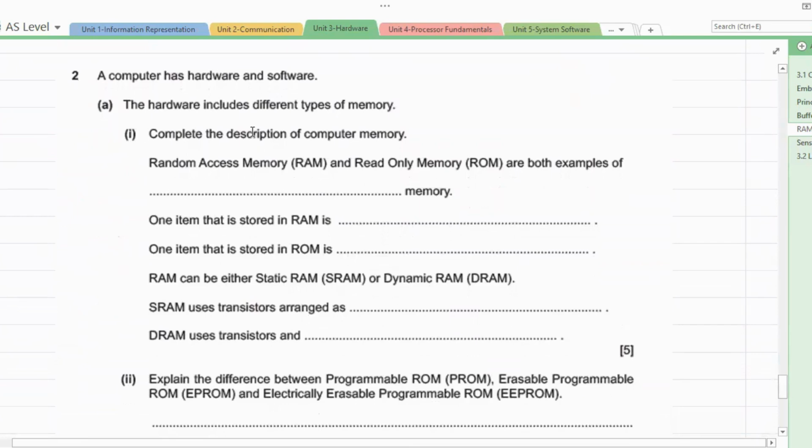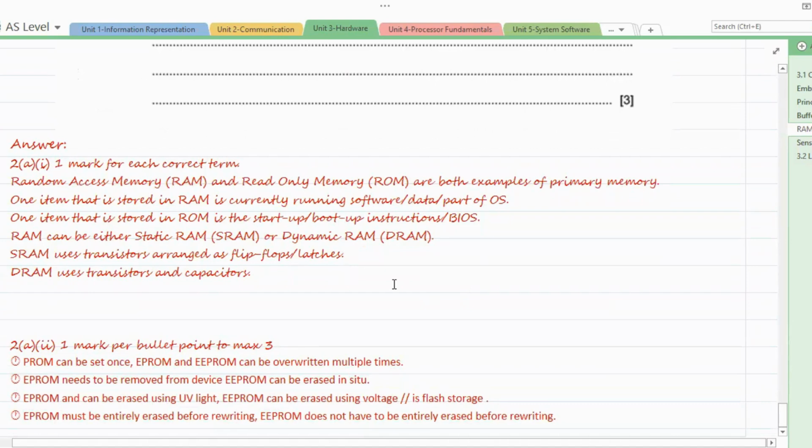One more question. A computer has hardware and software. The hardware includes different types of memory. Complete the description of computer memory. Random access memory and read-only memory are both examples of which memory? One item that stores in RAM is, you need to write here. One item that stores in ROM is this. So I'm just showing this question. Pause the video, write the answer, and then I'll display the answer key. This is the answer key.